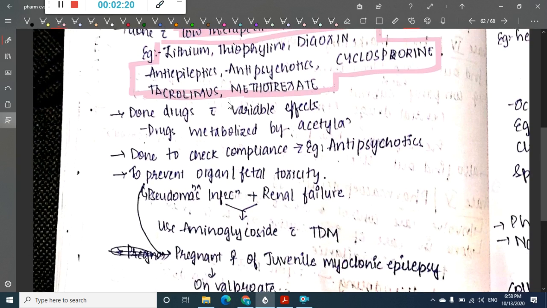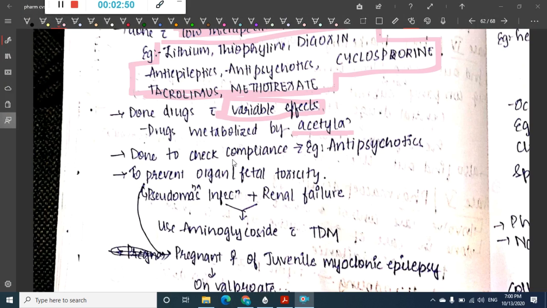And therapeutic drug monitoring is also done for those drugs which have variable effects. Like there are some drugs which are metabolized by acetylation. That acetylation is mainly by genetic variation. There are slow acetylators and there are fast acetylators. So as a result, metabolism of the drug in slow acetylators and fast acetylators will vary. So we can do therapeutic drug monitoring in them.